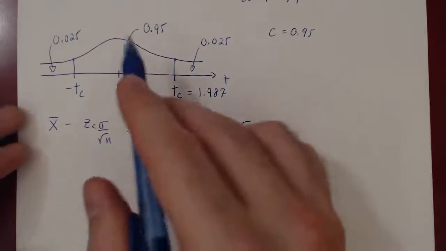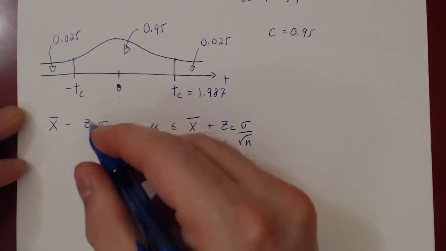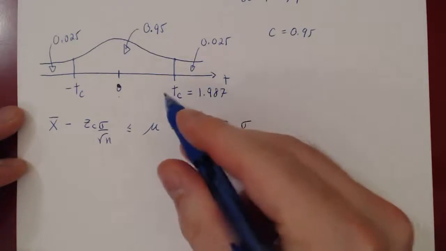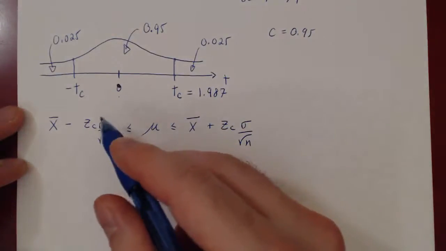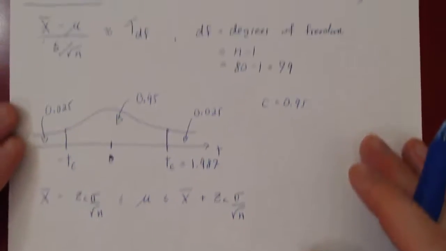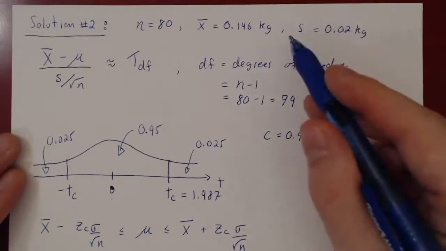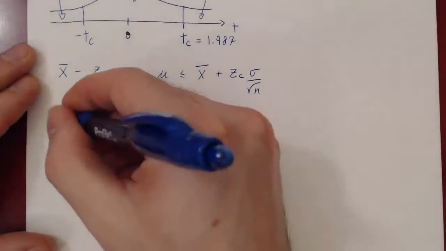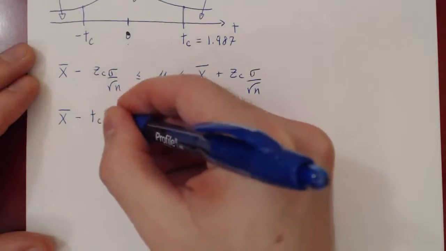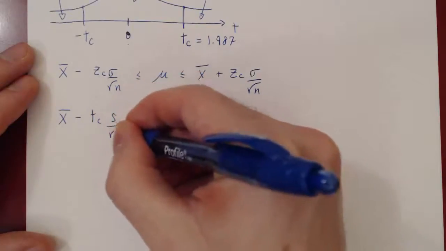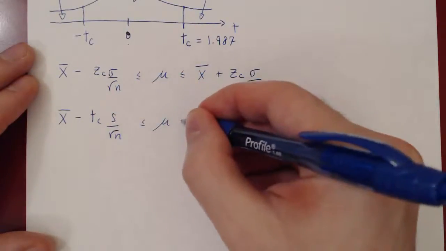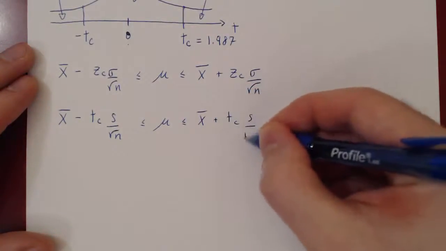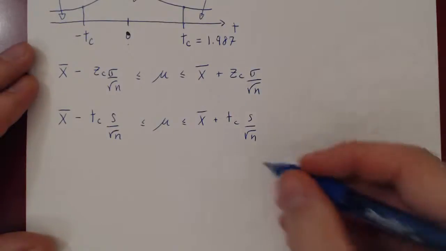The solution in our case will be the same. Instead of the critical z-score, we have the critical t-score, and instead of the true deviation, sigma, we have the sample standard deviation, and this will be the differences. So x bar minus tc s over root of n is at most mu is at most x bar plus tc s over root of n. And as before, this is now your error.